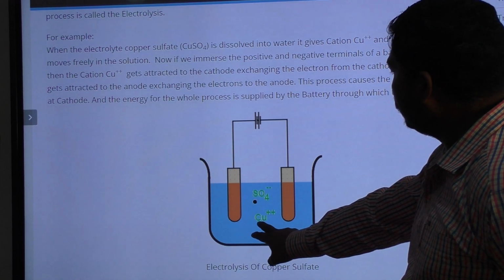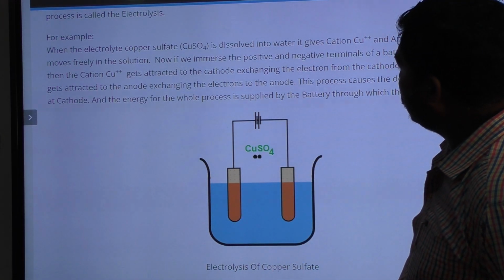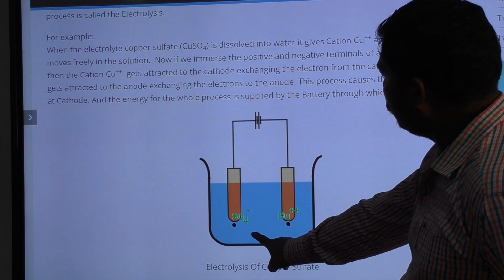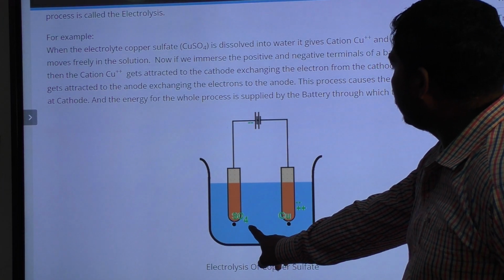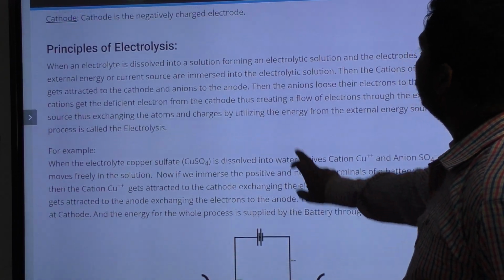We have a solution that is copper sulfate solution. We have given DC supply to it. So these are now dissociated into SO4 minus and Cu plus plus.